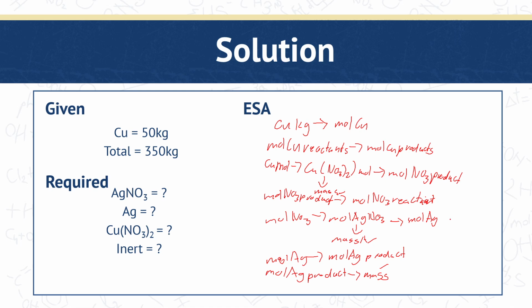Now, how do we solve for the inert? We mentioned earlier the law of conservation of matter. So that means that the matter inside the whole system must be constant. So mass total must be equal to mass of all components, which is either mass of all reactant or mass of all product.